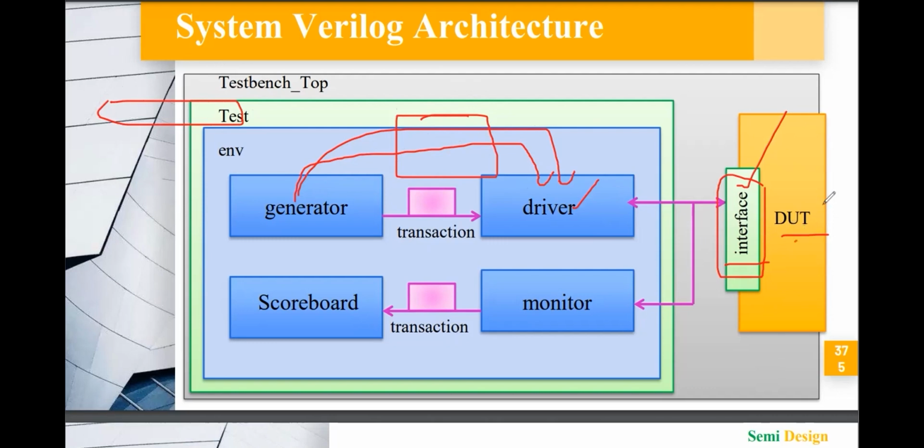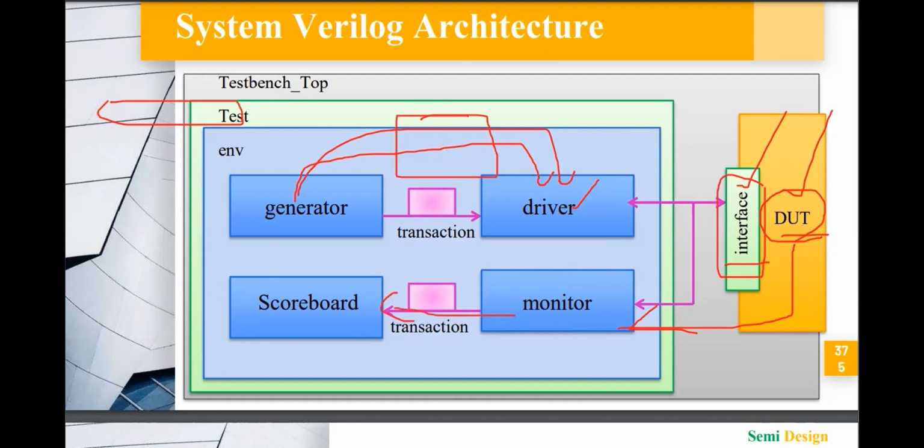And whatever data we send to the DUT, the DUT will do the operation according to its functionality. It will perform the functionality and generate the output, right? That output will be sent to the monitor. So what is the need of the monitor? The data will be taken from the DUT, and the monitor will send it to the scoreboard.